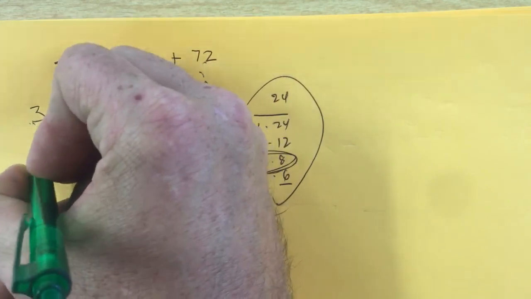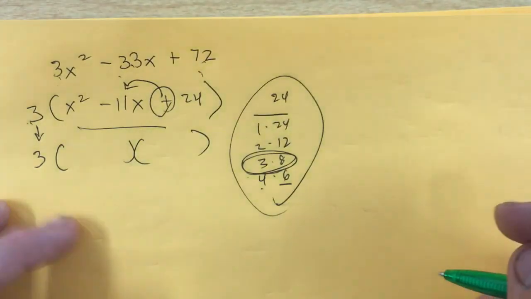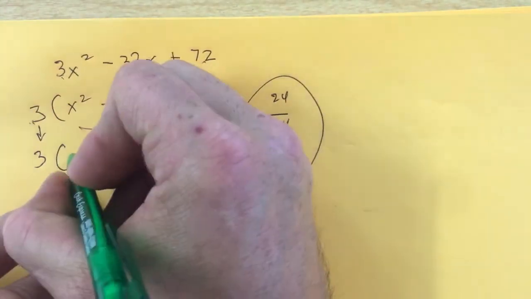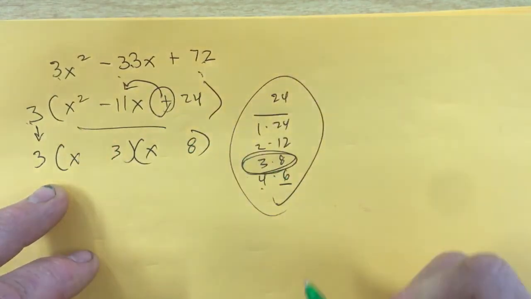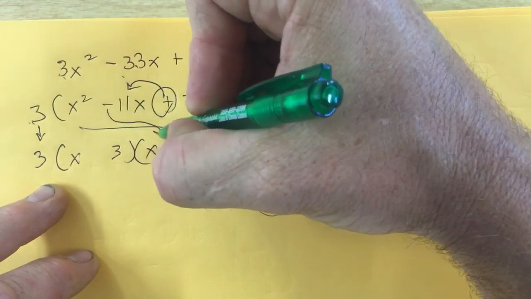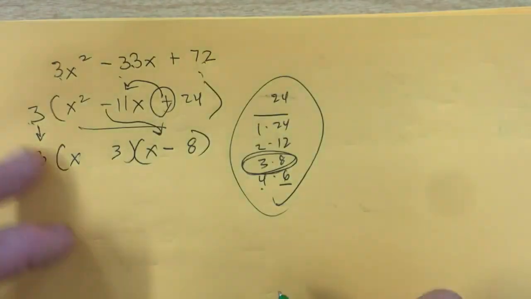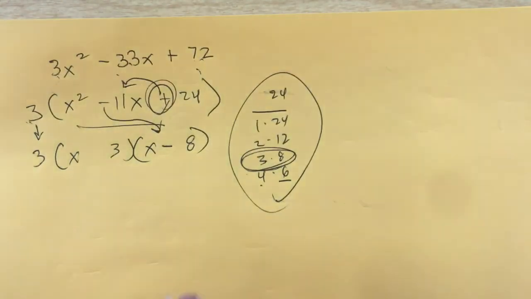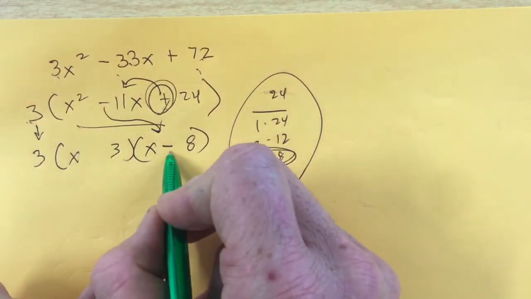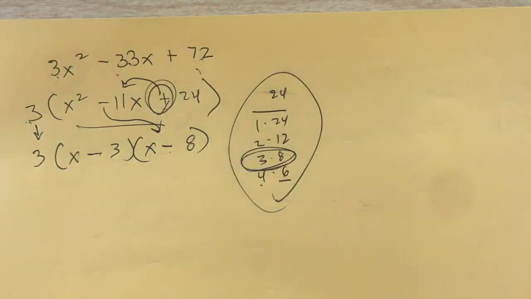Go ahead and bring this 3 down because we factored the 3 out previously, so the 3 comes on down. I've got an x here and an x there. I got a 3 and an 8. And now this goes to the big one. And then this last sign being a plus tells me that my signs have to be the same. So this is a minus, that means this has to be the same. It's a minus also. Okay? All right, so that's how you do this.